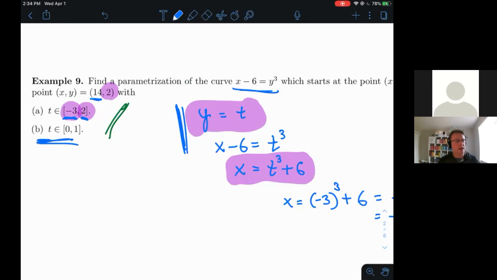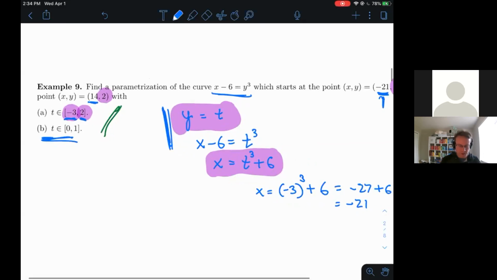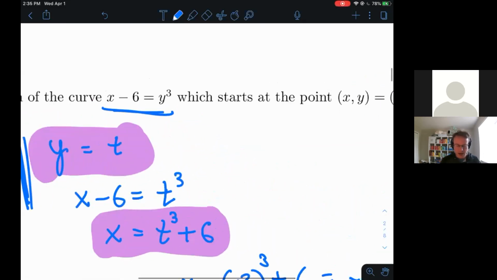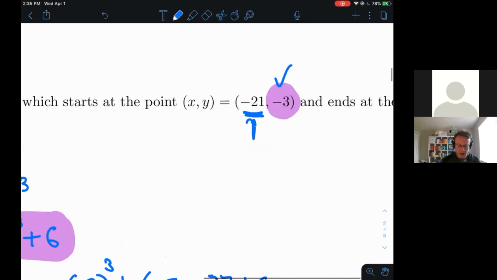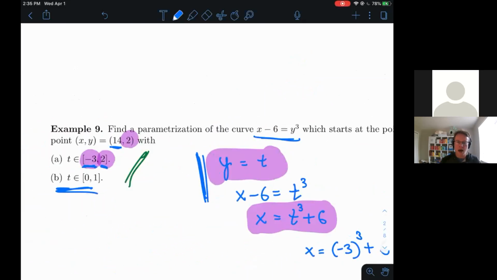But what about for B? Because for B, sadly, we don't see a 0 or a 1. We have the exact same prompt. We have a parameterization for this curve. It starts at this point, -21, -3, and it ends at 14, 2. But now our t variable only ranges from 0 to 1, and that doesn't match up with anything.